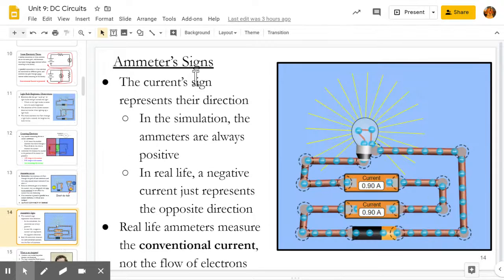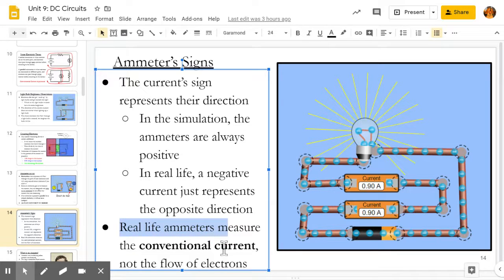Another thing to know about the ammeter is that the sign of it will represent the direction. In the simulation, it's always going to spit out a positive number, but in real life, the current that it gives you represents the direction. So if it says a negative current, that means the electrons are moving the other way. Now, just a reminder, real life ammeters measure the conventional current. So they're not measuring the flow of electrons, they're just measuring the flow of charge.